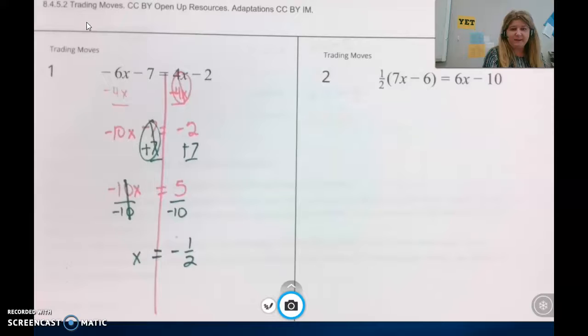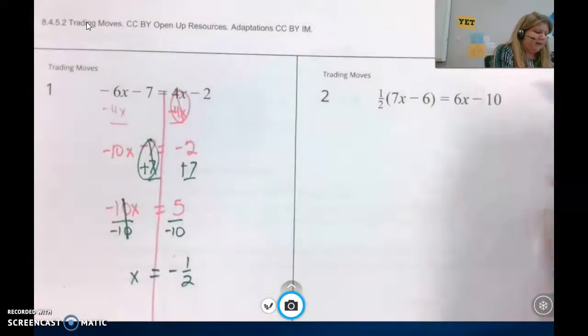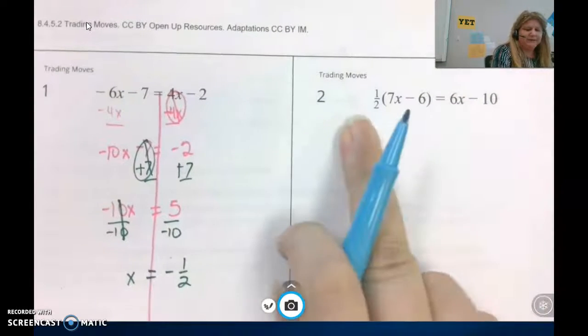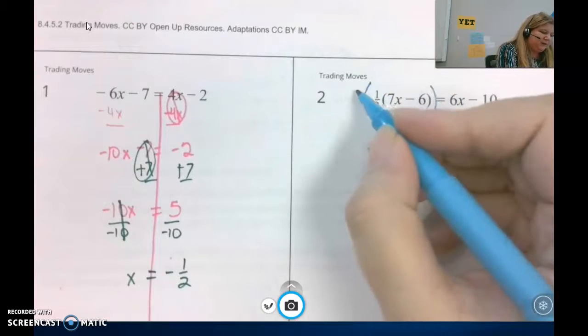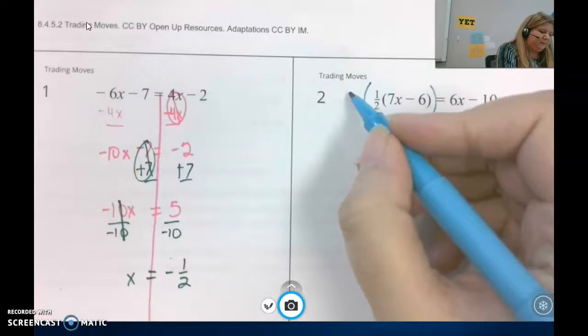So there's a couple of ways that I can approach this. I think what I want to do here, instead of dividing by 1/2, I think I just want to multiply by 2.